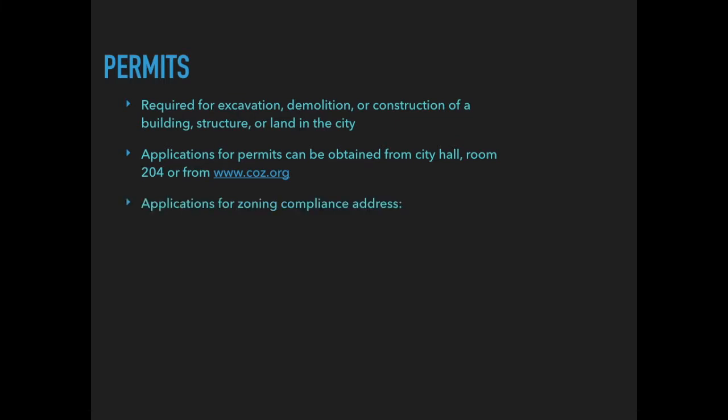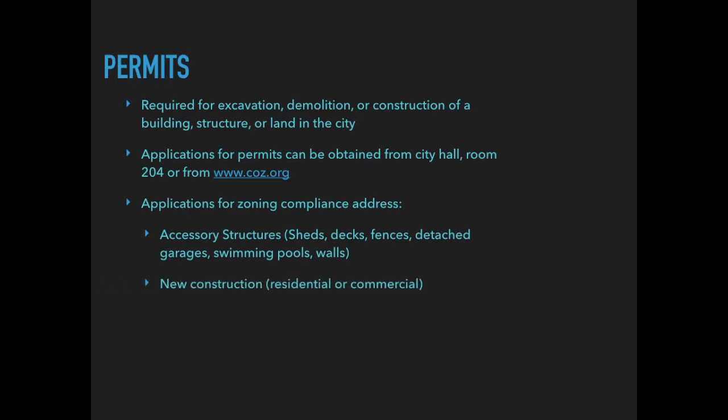Permits are also required for excavation, demolition, or construction of a building, structure, or land in the city. Applications for permits can be obtained from City Hall, room 204, or from www.coz.org. Applications for zoning compliance address accessory structures, which include sheds, decks, fences, detached garages, swimming pools, walls, and more. Can also include new construction, either residential or commercial, permanent signs, temporary uses, or temporary signs or banners.